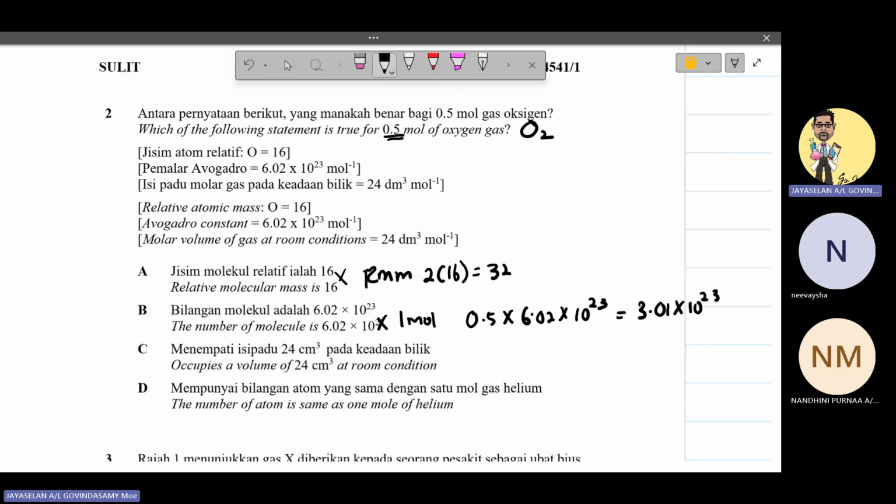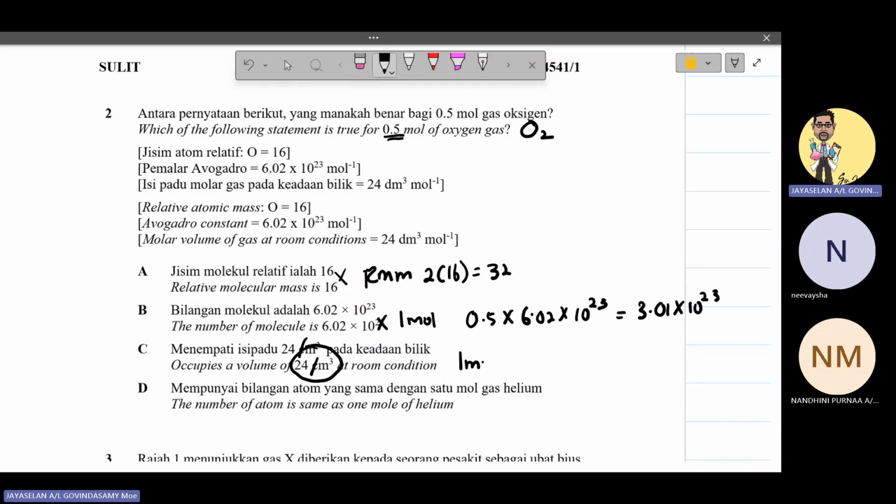Okay, it occupies a volume of 24 cm power 3 at room condition. This one, the MRSM also wrong. So this one should be dm power 3. This MRSM paper I will share later. dm power 3 at room condition.